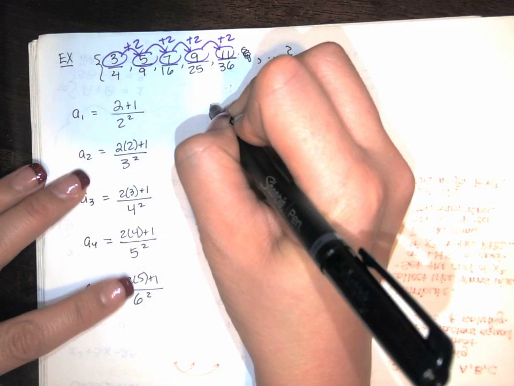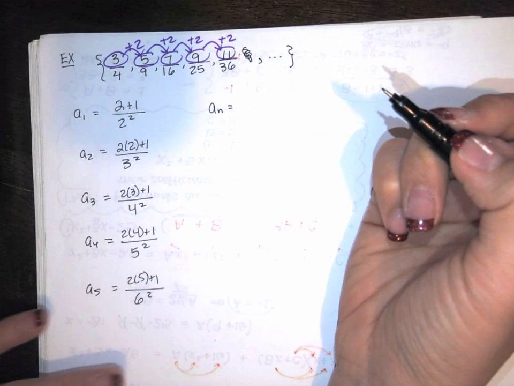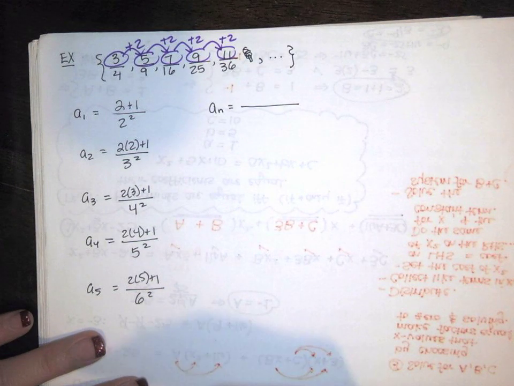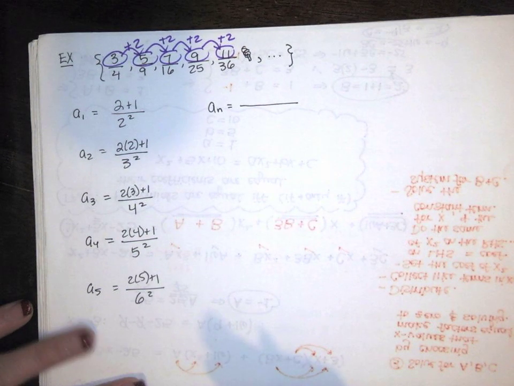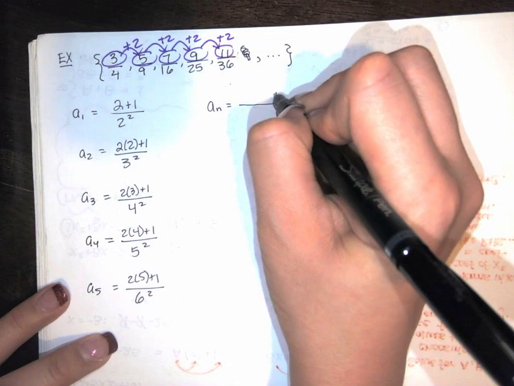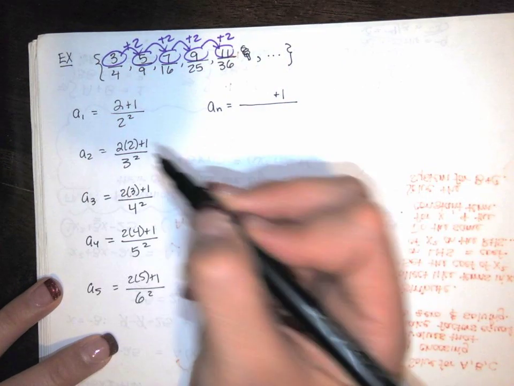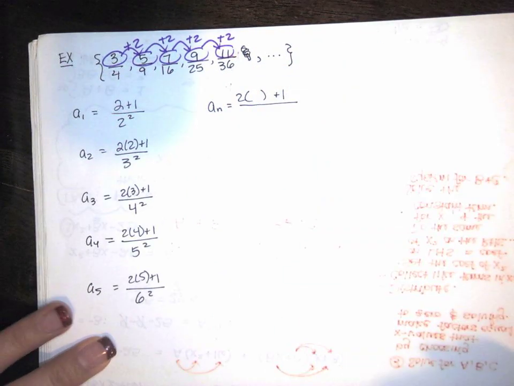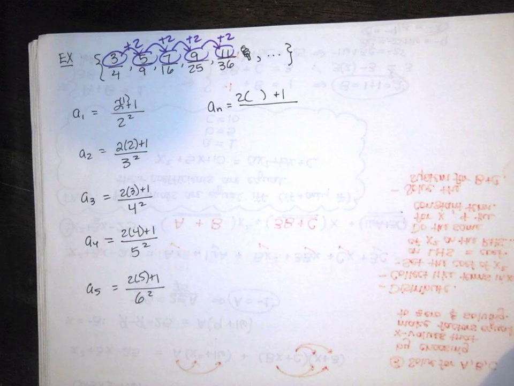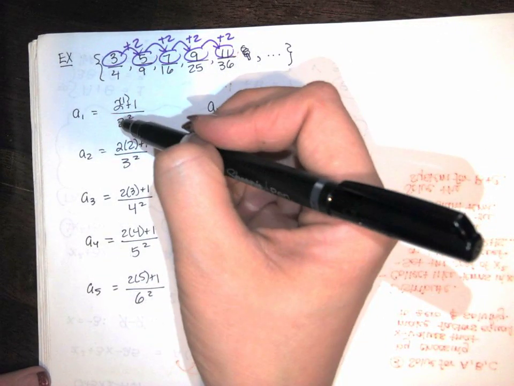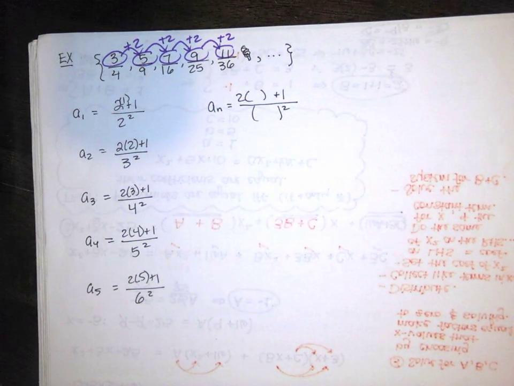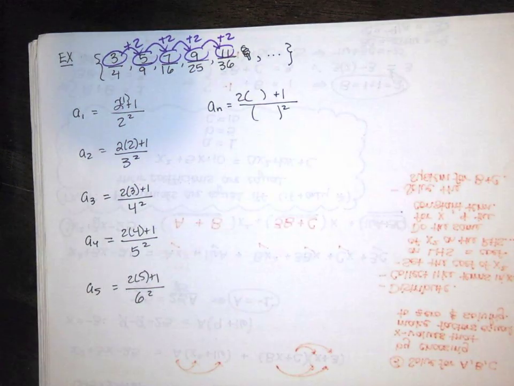Now, in order to figure out what my pattern is, I need to think in general. I want to write down everything that's exactly the same from term to term, and then I want to think about what's changing. Parts that are the same. They all have a plus 1 in the numerator. They all have a 2 times something. And that something is changing. Now I'm going to highlight, and then in the denominator I've got something squared. 2 squared, 3 squared, 4 squared, 5 squared, 6 squared, and I have something squared. And that something is going to be related to the nth term.